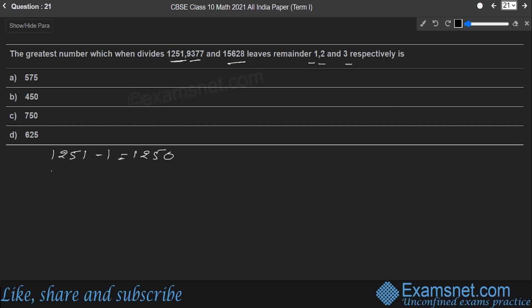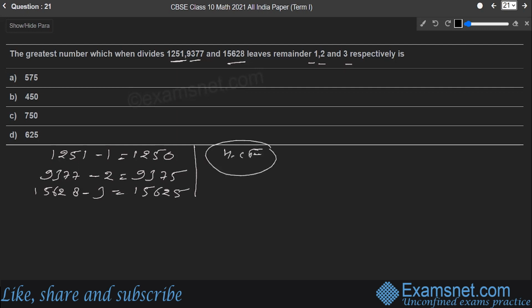From the second number, that is 9377, the remainder was 2, so we get 9375. The third number was 15628 and the remainder is 3, so we get 15625. So these are the three numbers. Now these are the numbers which are completely divisible by a common number, and we have to find the greatest of them. For that we just need to calculate the greatest divisor of these three numbers, that is nothing but the HCF.